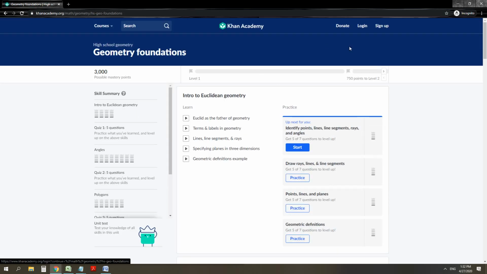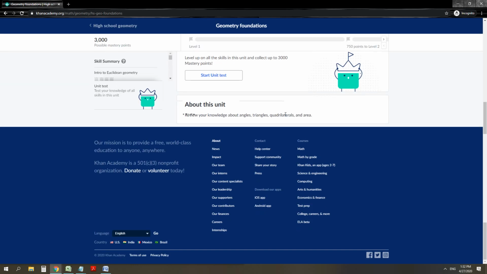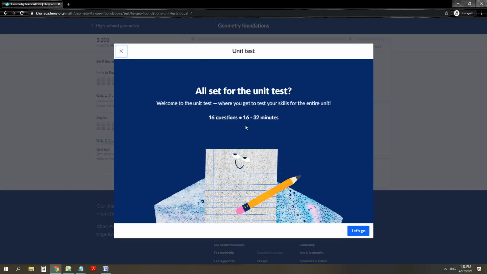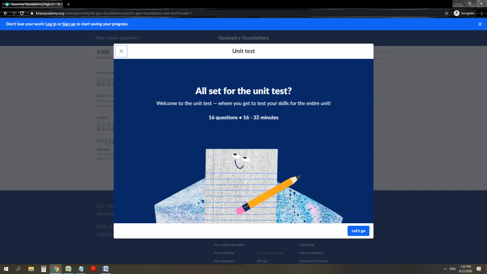So I'm not even logged in right now. If I go down to the unit test, it's going to go over every single thing that it has. It's saying that I should plan upward to 30 minutes to do this.